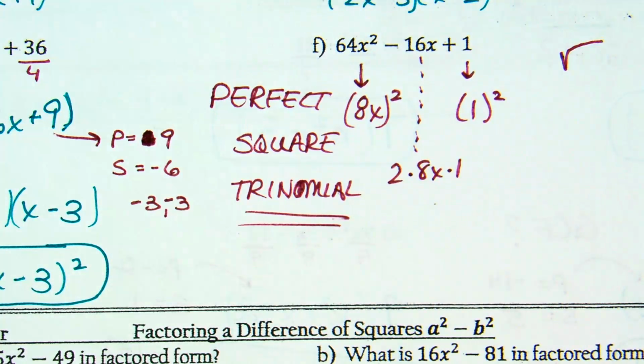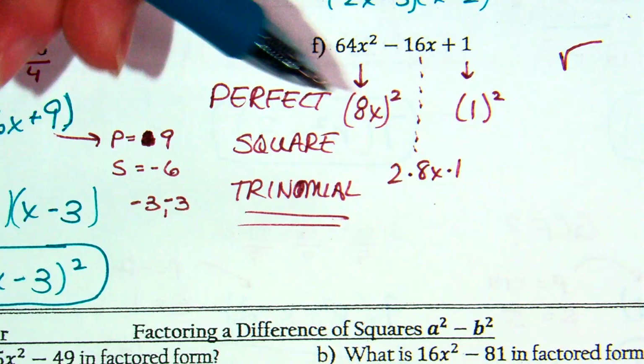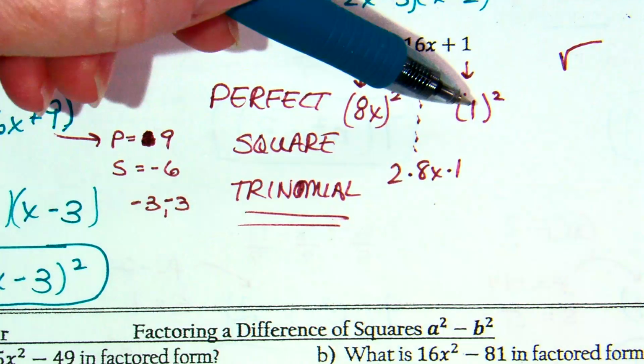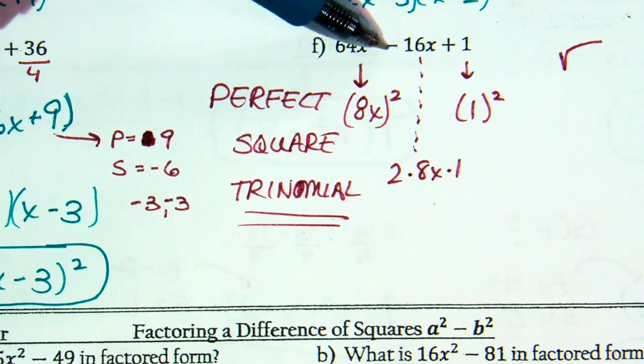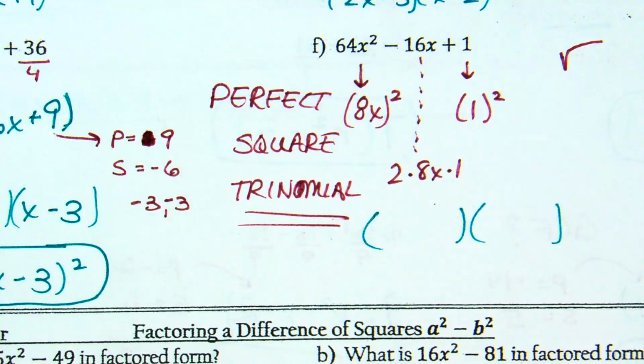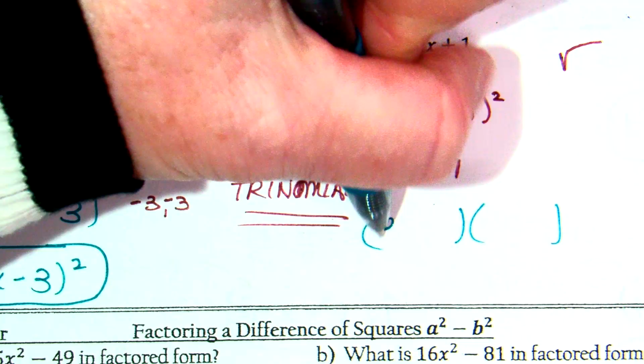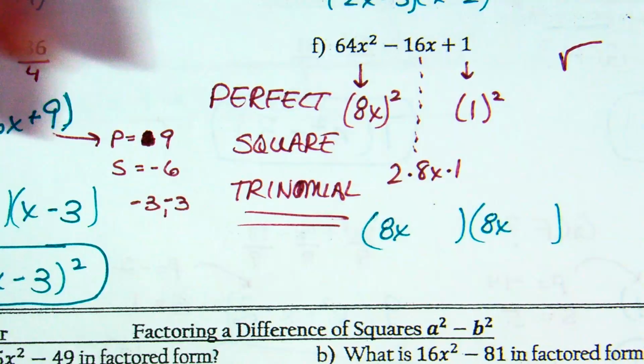What it means that this factors into 8x is the beginning of the parenthesis, 1 is the end of the parenthesis. What sign do we have here in the middle? A minus. So I'll go the 2 parenthesis route for a moment if you want. 64x squared is going to break into its square root of 8x times 8x. 1 is going to break into its square root of 1 and 1.